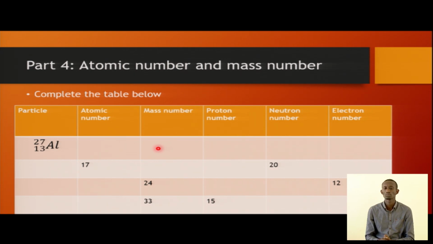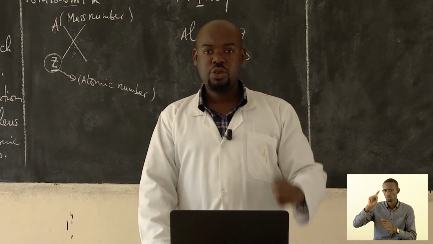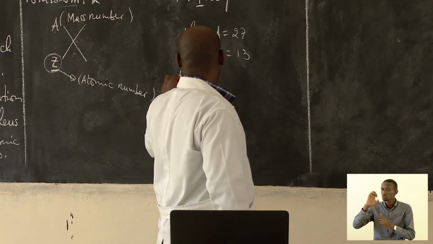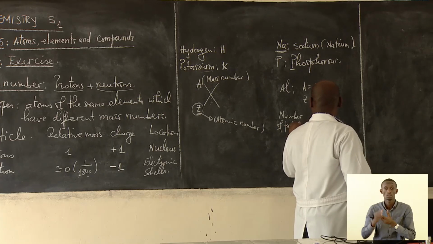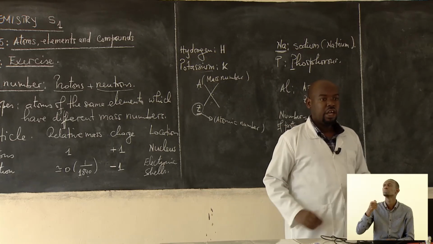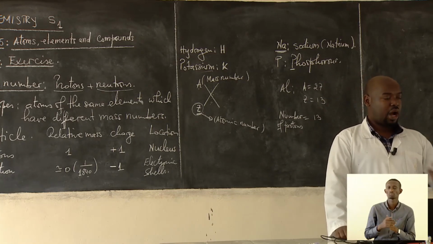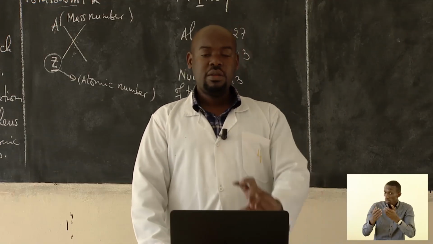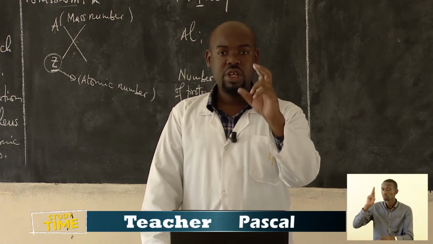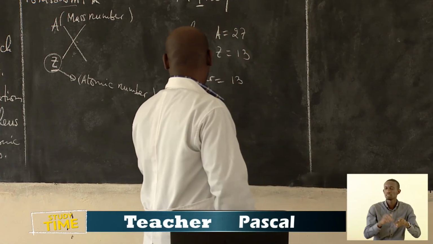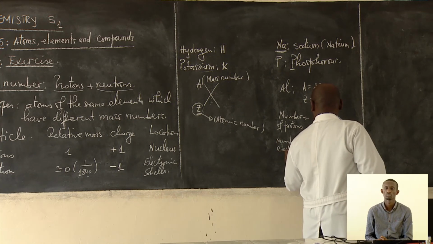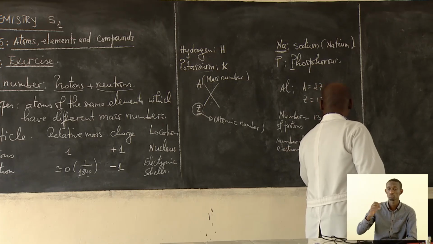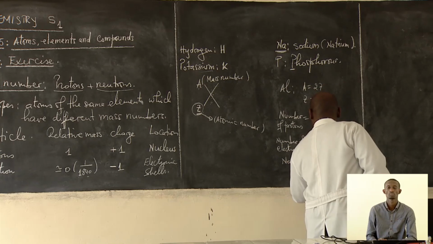And now we have to determine the number of protons. We know that the atomic number is equal to the number of protons. So the number of protons will also be 13. In an atom of a given element, we know that the number of protons is equal to the number of electrons. So the number of electrons, we have 13. How do we get the neutrons?